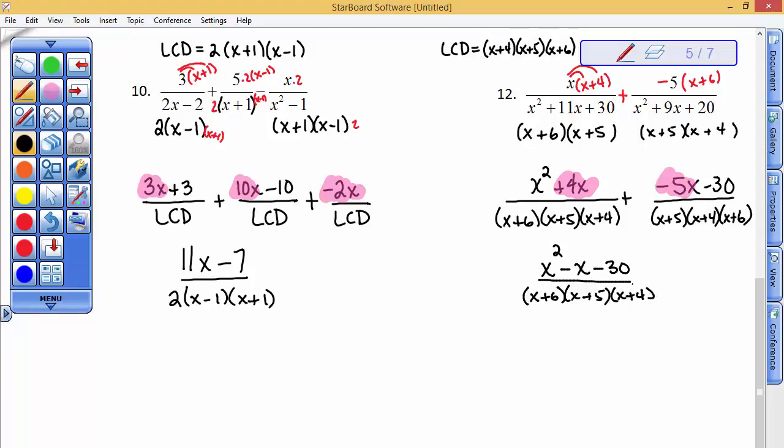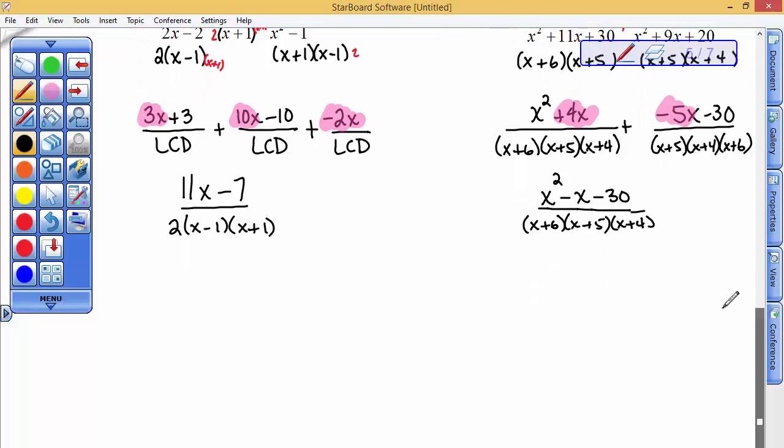Well, here's the deal. I think I'm done. I'm all happy. But I notice that this trinomial might factor. The numerator might factor because the first terms will be x's, and the two numbers that multiply to be a negative 30 and add to be a -1 are a -6 and a +5.